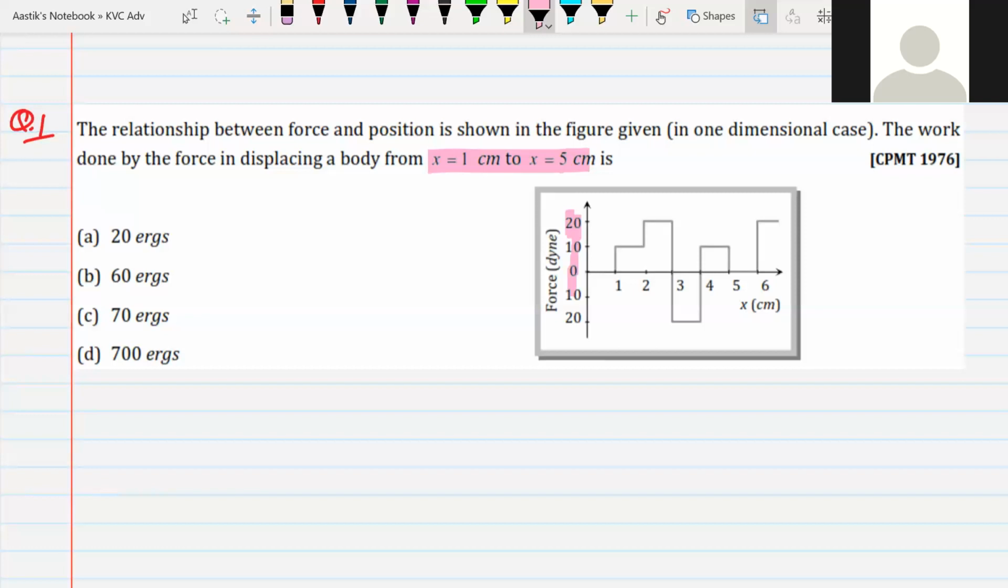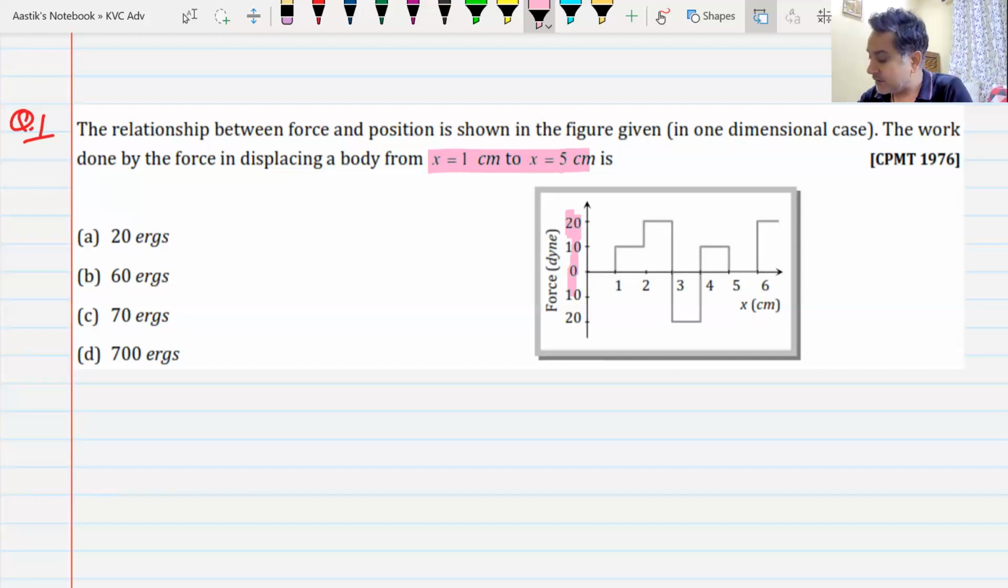So how are we supposed to do this? It is pretty simple. You have to find out the area under the graph. The area of this part will be treated as positive. The area of this part will be treated as negative. You can break it up into rectangles, right?